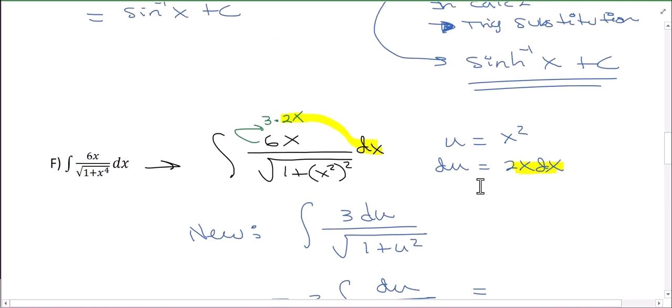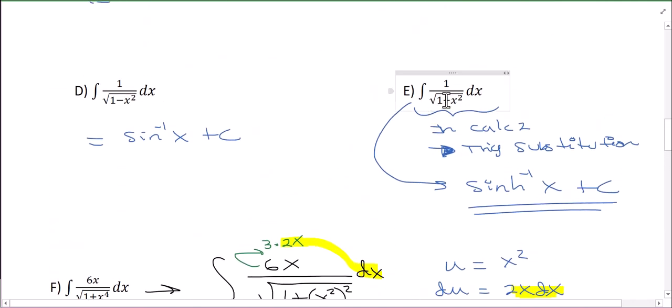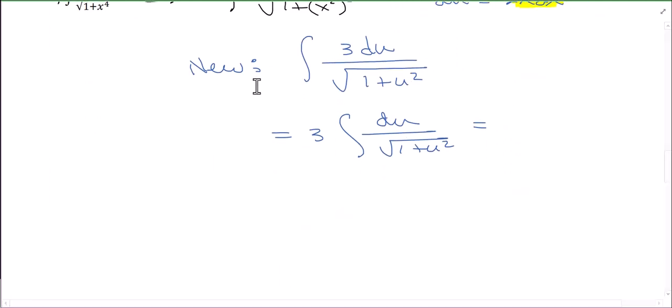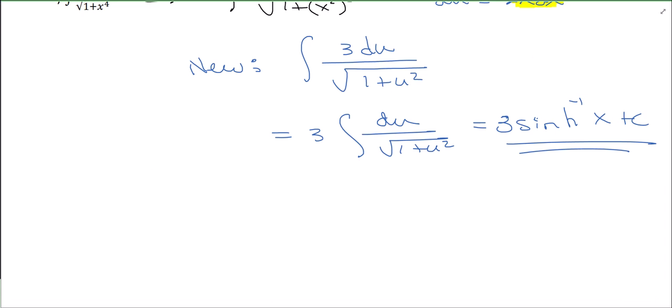And this looks like the one that we just did, 1 over the square root of 1 plus x squared. So that is the hyperbolic inverse sine. So this will be 3 hyperbolic inverse sine of x plus a constant. So that will be our final answer for that one.